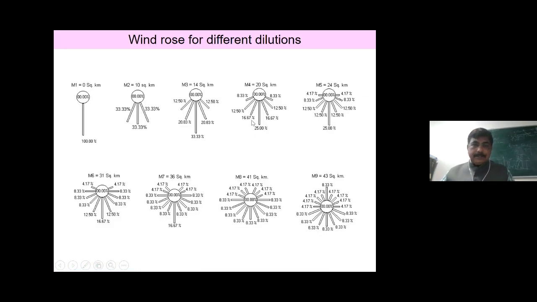Here you can see different directions of dilution. In this case, the wind is all from the south. Now it's gradually getting spread from the south, the predominant wind direction. You can see the last one, the wind is spread in all directions. Okay, it's a very turbulent situation.